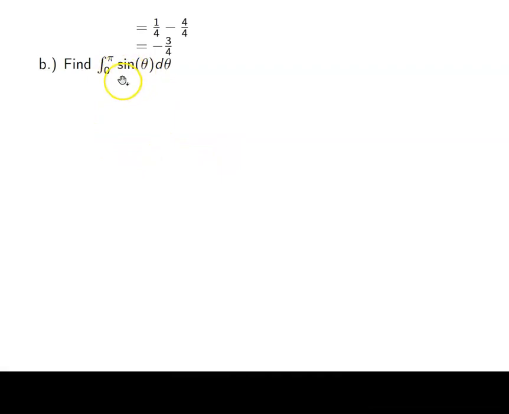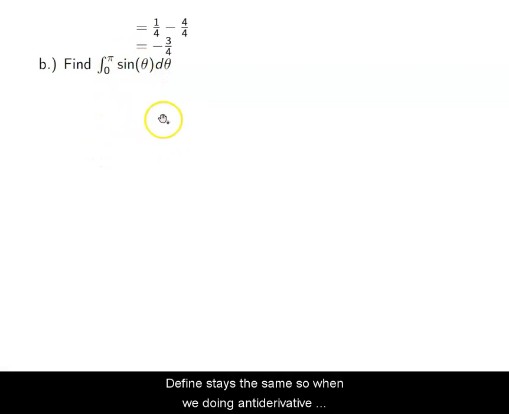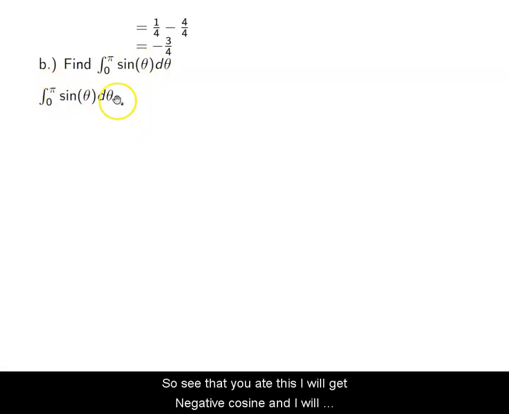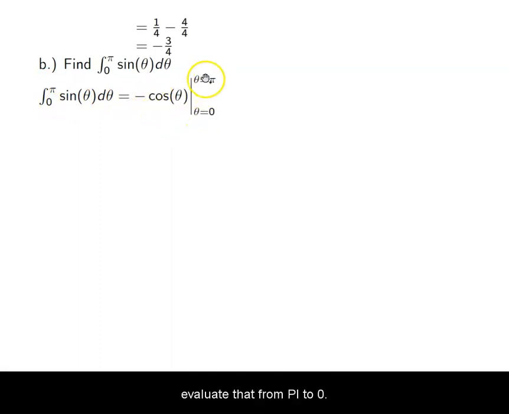about the sign change. When we differentiate sine, the sign stays the same. So when we do an antiderivative, it does change signs. So the antiderivative of sine is negative cosine. Okay, so to evaluate this, I will get negative cosine, and I will evaluate that from pi to 0.